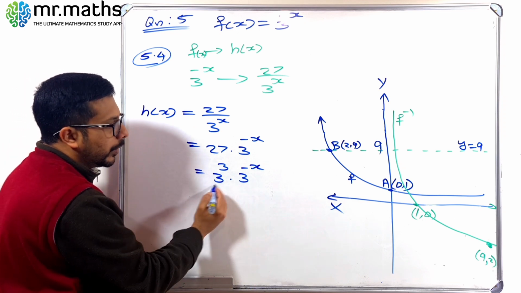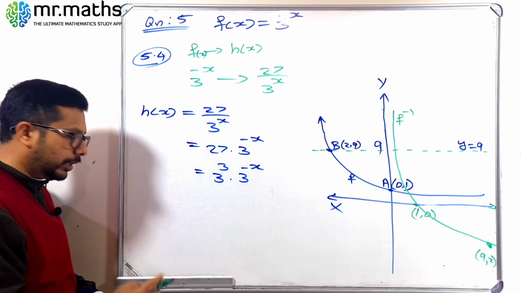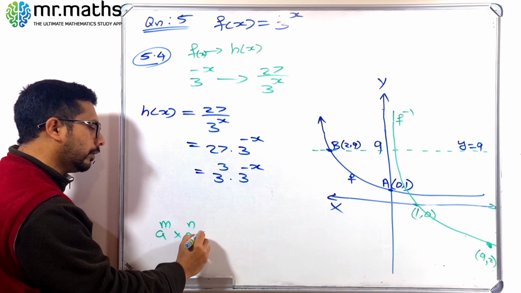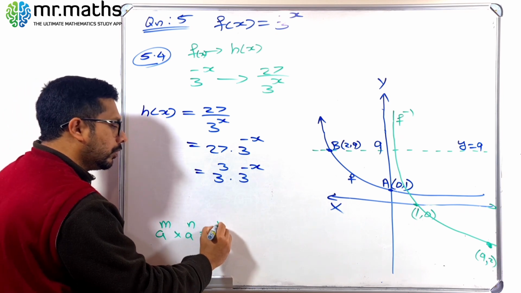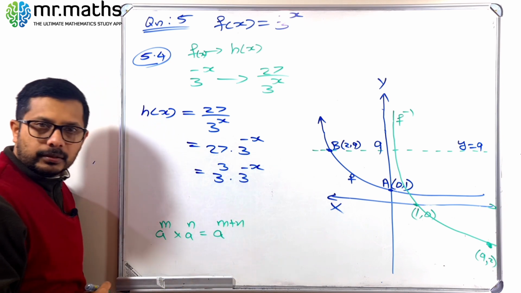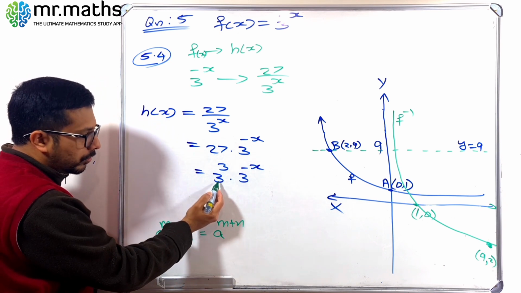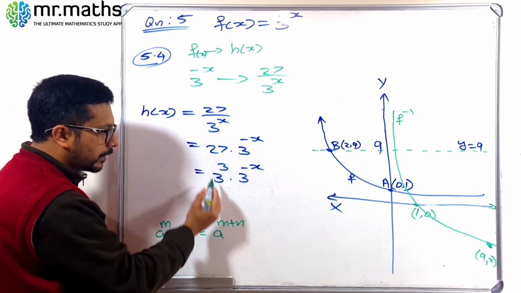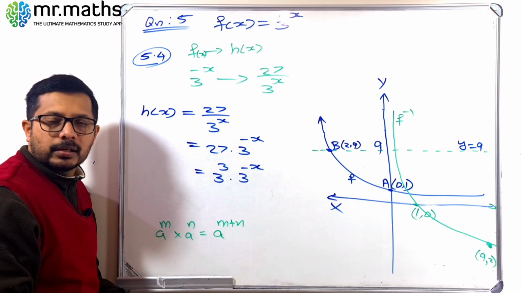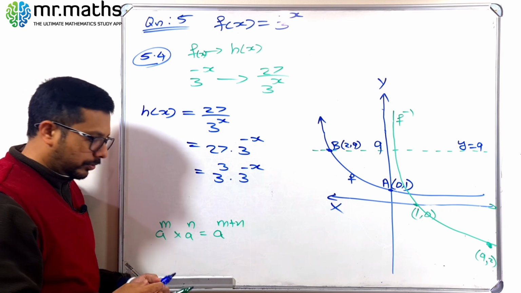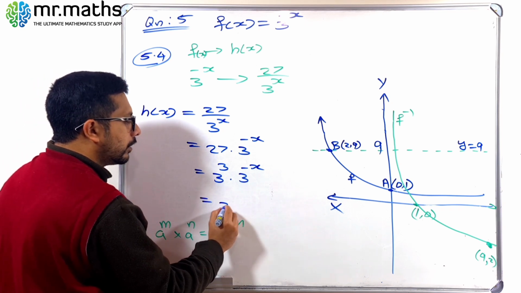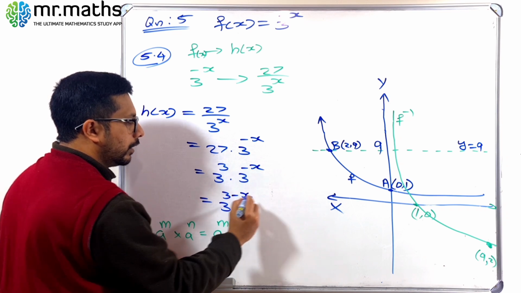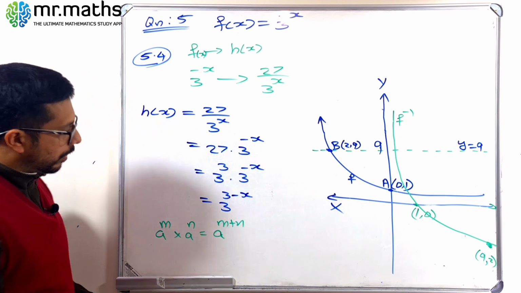So here the same bases, in small classes you studied the exponential rule, a raised to m times a raised to n. What is the answer? a raised to m plus n. Remember that one. So here also you can see the same bases. So m plus n, that means 3 plus minus x. Plus minus means minus. So here we can write this as 3 raised to 3 plus minus x, that is 3 minus x. So now look at this one.